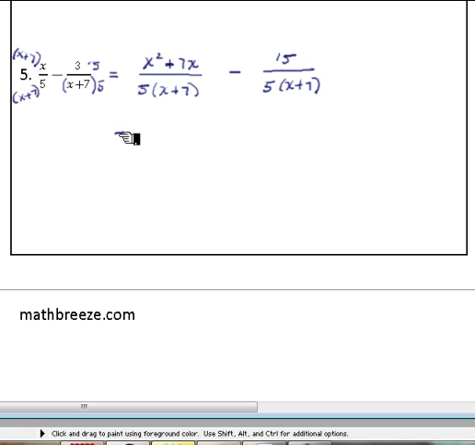And now we're just going to subtract those numerators. We don't have like terms here, so basically we're just putting everything on top of one numerator. And that's it.